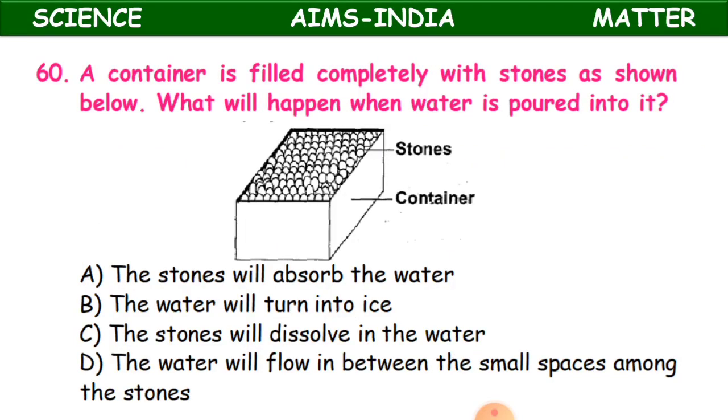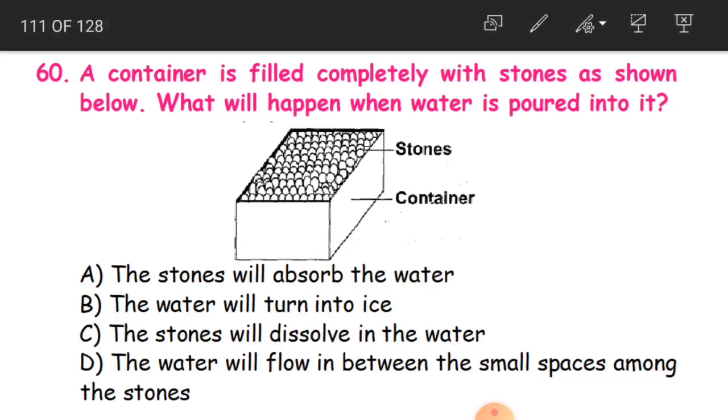Now, 60th question. A container is filled completely with stones as shown below. What will happen when water is poured into it? See here, children. You have a container which is filled with stones. Here, all these are stones. When you pour water into it, what is going to happen? You have to imagine the question. Assume that there is a container with stones, and you are going to pour water on it.